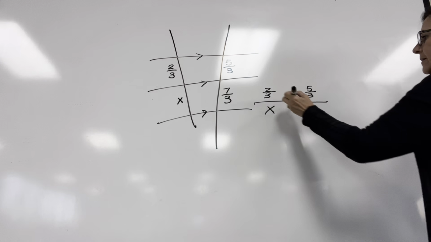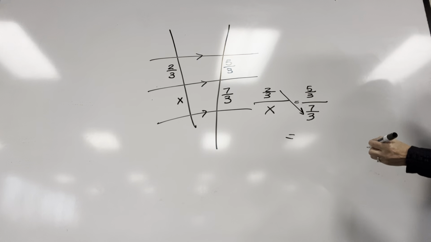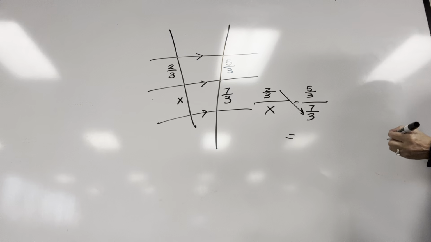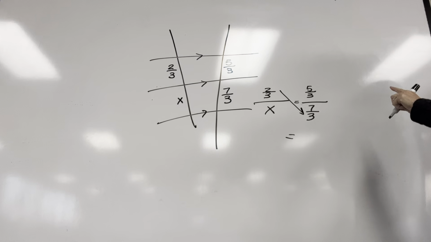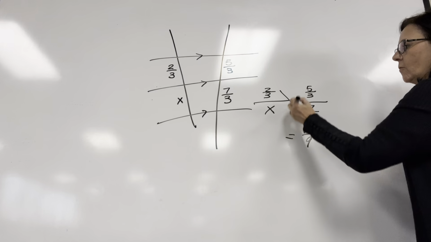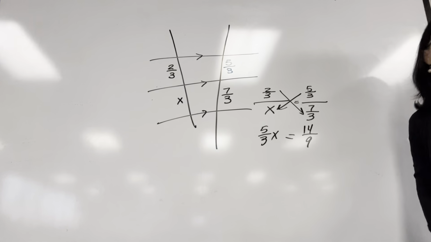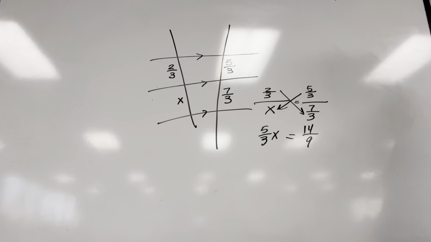2/3 times 7/3. Which is what? No, we can do it in our brains. 2/3 times 7/3. Multiply numerators, multiply denominators. 14 over 9. 14 over 9 equals 5/3 times x. All right, now, how do I solve for x?